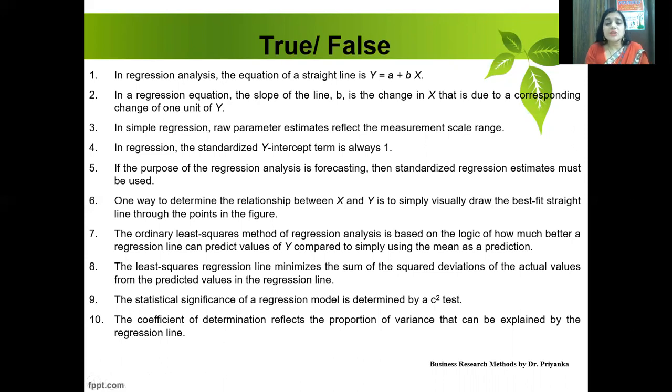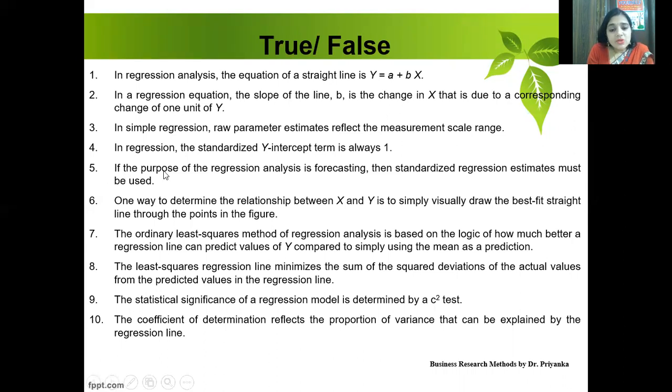In a simple regression, raw parameter estimates reflect the measurement scale range. Is it? Yes, they do. So this is true. Next: in regression, the standardized y-intercept term is always 0. Sorry, is it always 1? In actual fact, it is always 0, so it is false.